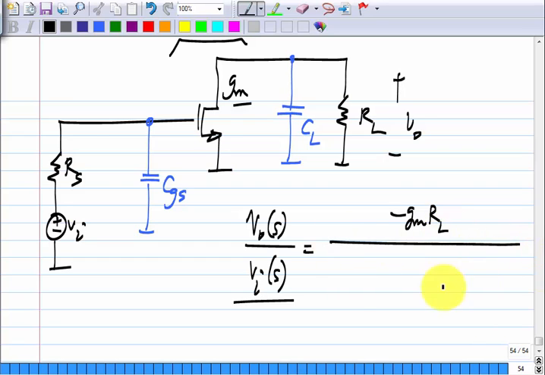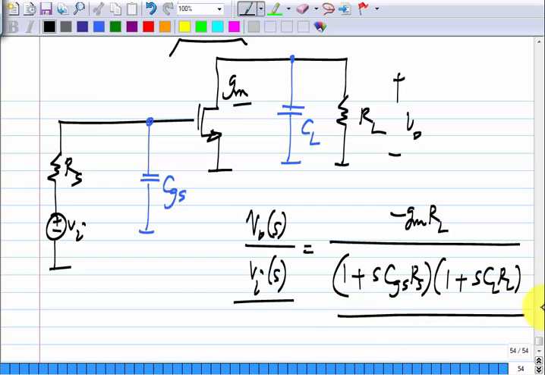Minus GMRL. 1 plus S CGS RS, 1 plus S CL RL. Okay? So, it is a second order transfer function. What is the sanity check you can use to see whether this is correct? Some known result. Exactly. If the capacitors are not there, the DC gain should be minus GMRL. That is correct. Okay?